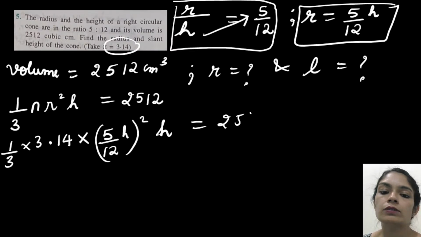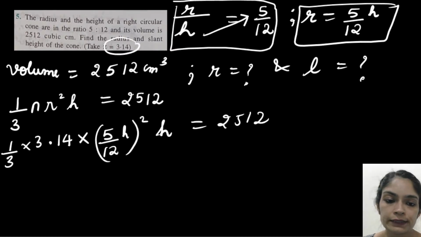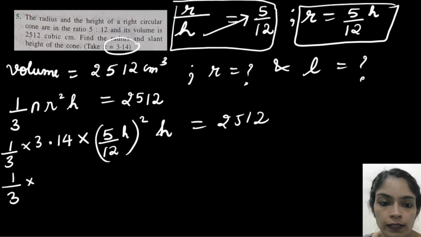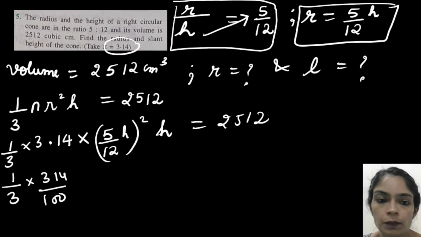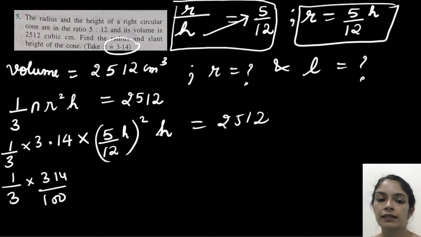So this is 2512. Now let's simplify if any kind of simplification is possible. This is 1 by 3. Let's remove the decimal, so it will become 314 by 100, because here after the decimal 2 digits are there. That's why in the denominator 2 zeros will come with 1.